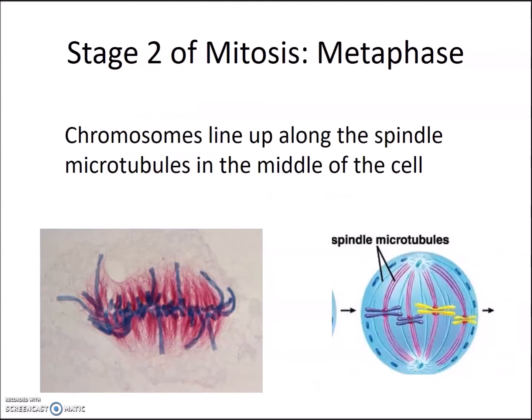Next, metaphase. The prefix meta means middle. During metaphase, the chromosomes line up in the middle of the cell, sometimes called the equator of the cell, just like the Earth has an equator. And if you take a look at the images, the microscope image for metaphase is often the easiest to tell because you've got all of the chromosomes lined up right in the middle of the cell.